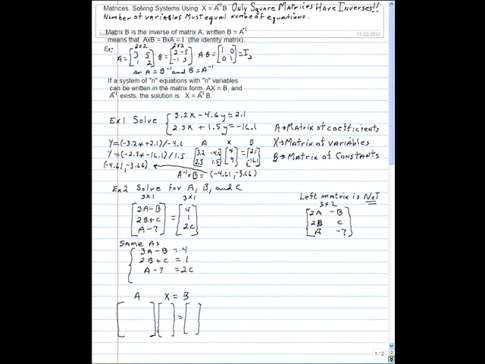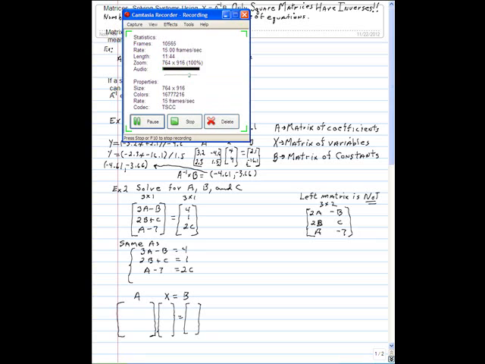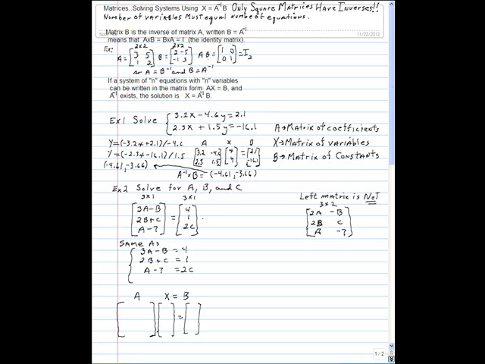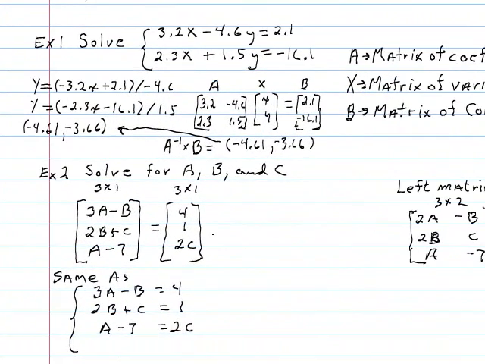The systems you're given are not always given in a nice, neat form like this. This was so easy to set up. It was easy to see what the A matrix was, easy to see what the B matrix was. That's not always the situation. Suppose I gave you the following problem. It says solve for A, B, and C. And if I just said solve, it would automatically be for A, B, and C.